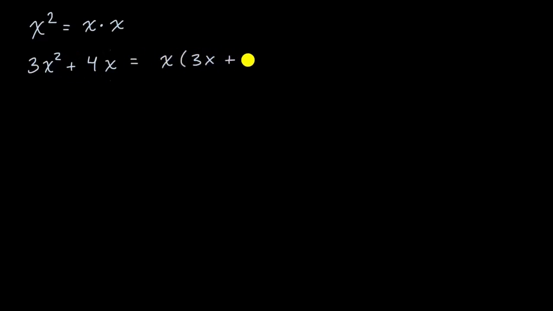When we first learned algebra together, we started factoring polynomials, especially quadratics. We recognized that an expression like x squared could be written as x times x. We also recognized that in a polynomial like 3x squared plus 4x, both terms had the common factor of x, and you could factor that out. And so you could rewrite this as x times 3x plus 4.